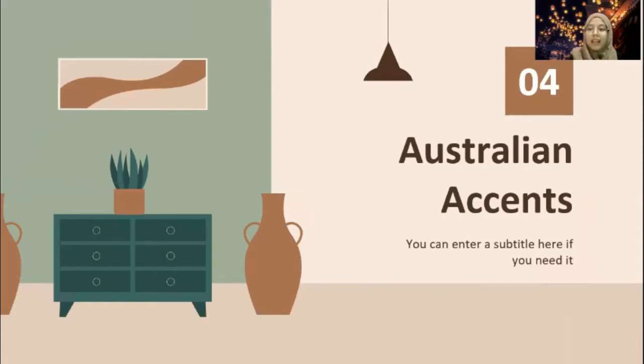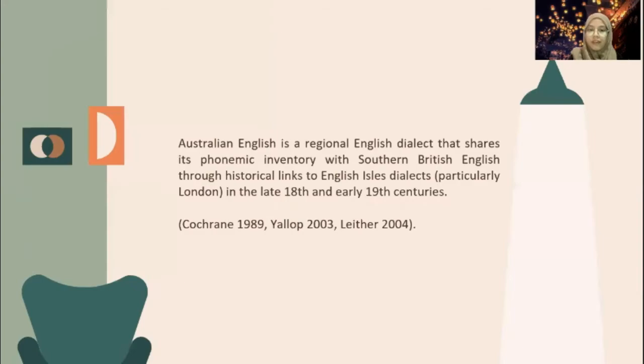And the last accent is Australian accent. Australian English is a regional English dialect that shares its phonemic inventory with Southern British English through historical links to English dialects, particularly London in the late 18th and early 19th century.